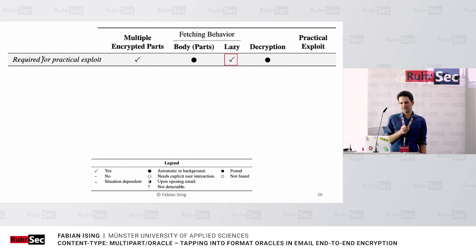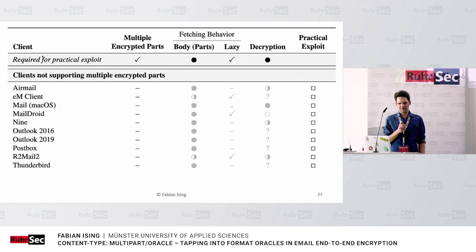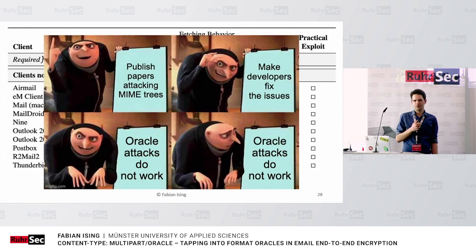And fourth, it needs to decrypt messages automatically in the background. So again, if we want an automatic oracle, well, it has to be automatic. So the first 10 clients basically were terminated from our tests simply because they don't support multiple encrypted parts, but only displayed one. This is also not very surprising after publishing multiple papers attacking email encryption that abused complex MIME trees to break email encryption. So basically, we shot ourselves in the foot again here.